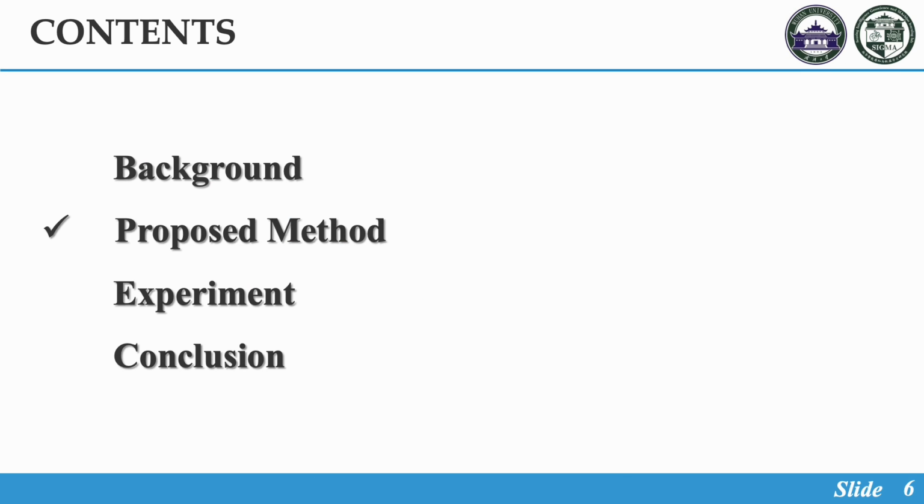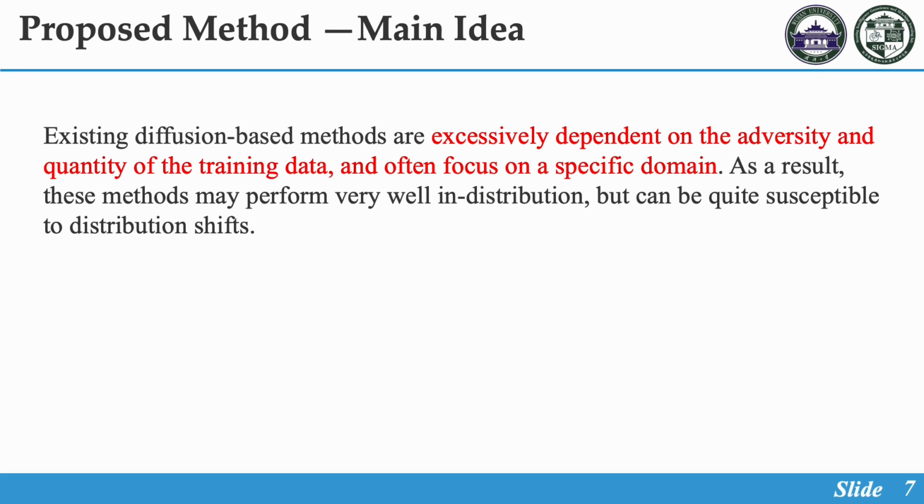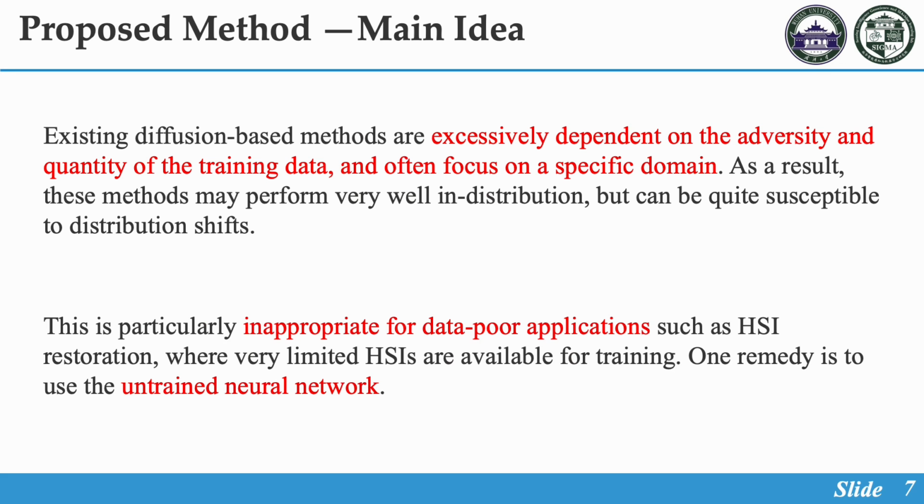The following is an elaboration of the proposed method DDS2M. Our motivation is that existing diffusion-based methods are excessively dependent on the diversity and the quality of the training data and often focus on a specific domain. As a result, these methods may perform very well in distribution, but can be quite susceptible to distribution shifts. This is particularly inappropriate for data-poor applications, such as HSI restoration, where very limited HSI are available for training.